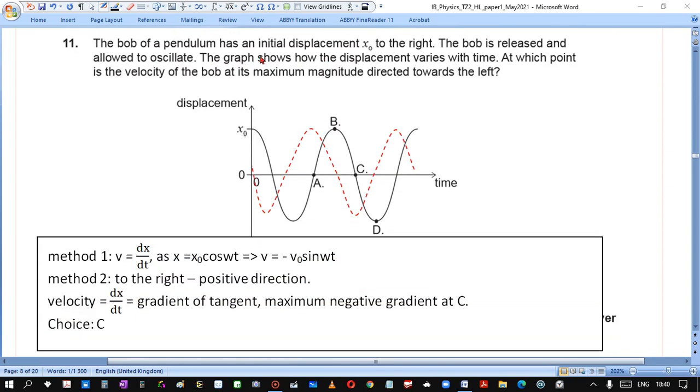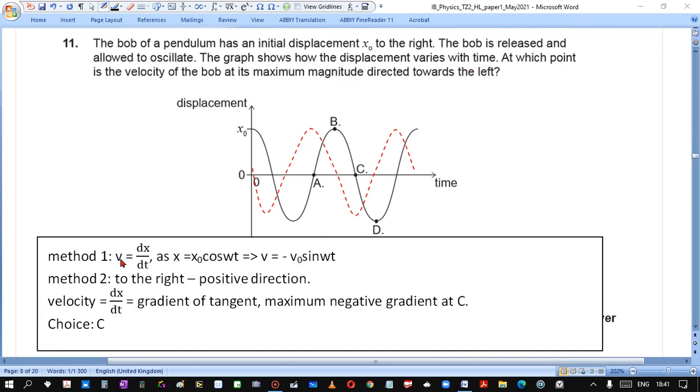The bob of a pendulum has initial displacement x0 to the right. The bob is released and allowed to oscillate. The graph shows how the displacement varies with time. At which point is the velocity of the bob at maximum magnitude directed towards the left? So right direction is positive, left is negative, so we need negative velocity.